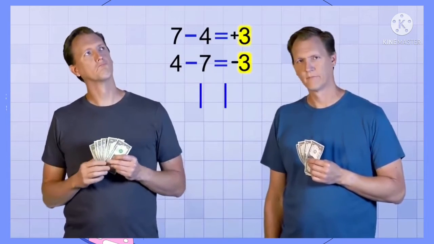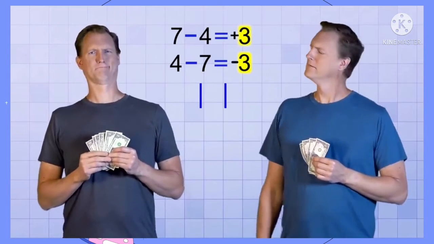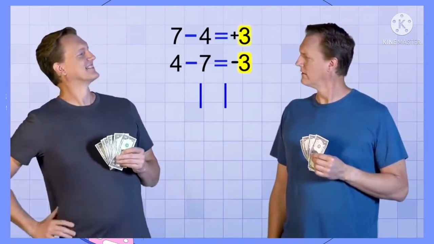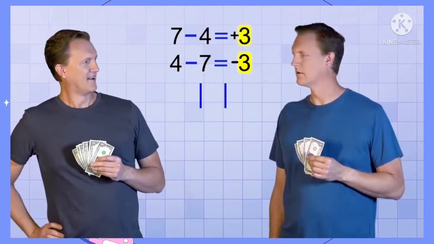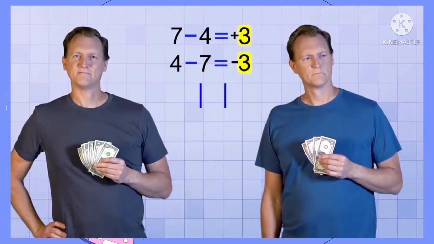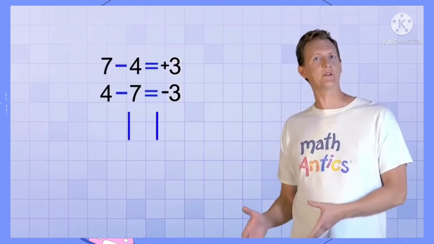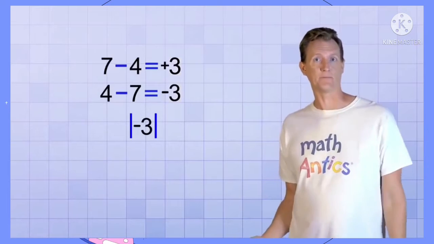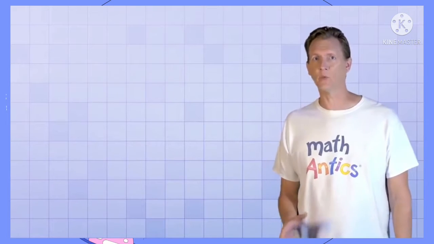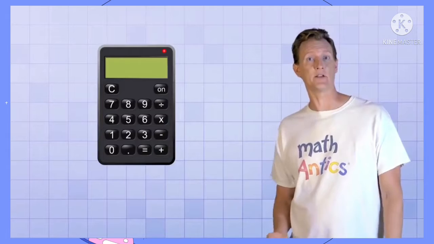And like I said, we don't really care who has more money. We just want to know how much that difference is. So in this problem, we only need the magnitude or absolute value of the difference. No matter which way we do the subtraction, we just take the absolute value of the answer to get what we want. And this idea can be really helpful when you're entering numbers into your calculator to solve math problems like this one.